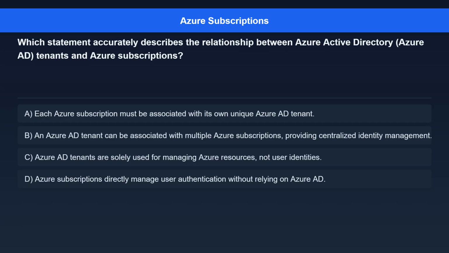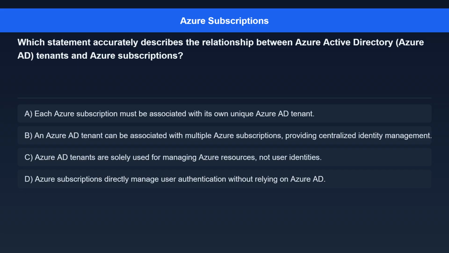Question 2. Which statement accurately describes the relationship between Azure Active Directory, Azure AD tenants, and Azure subscriptions? Option A. Each Azure subscription must be associated with its own unique Azure AD tenant. Option B. An Azure AD tenant can be associated with multiple Azure subscriptions, providing centralized identity management.